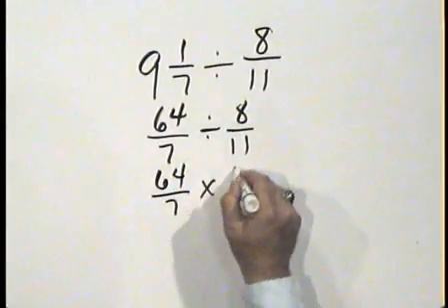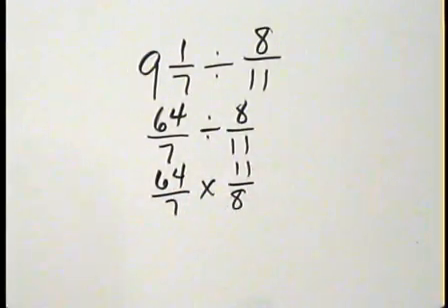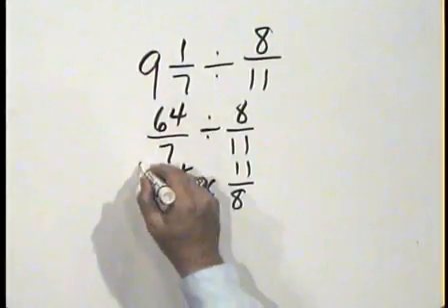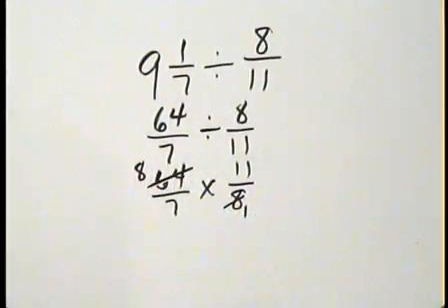64/7 times 11/8. The next step is to cancel, if we can. We cannot cancel 7 and 11. The only number that divides 7 other than 1 is 7, and certainly 7 does not divide 11. But 64 and 8 are both even numbers. But even more importantly, they're both in the 8 times table. We can divide by 8, and we get 8 and 1. By the way, if you simply divide it by 2, and then by 2, and then by 2 again, that's okay, as long as you get the complete cancellation, and you get 8 and 1.